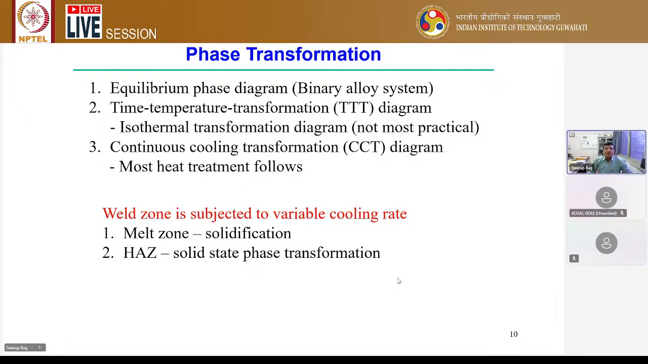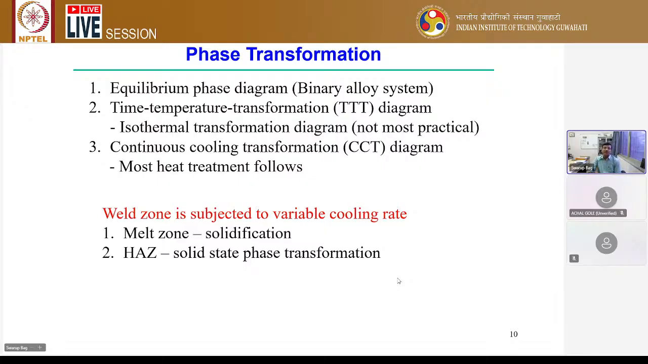Now, sometimes we also need to understand phase transformation: basically equilibrium, and in a welding process, how to utilize the phase diagram to understand the different microstructural phenomena associated with the welding process. Usually we use three different phase diagrams. One is the equilibrium phase diagram, the time temperature transformation diagram, the TTT diagram, and the continuous cooling transformation diagram. These are the three important phase diagrams. We can use them for different purposes.